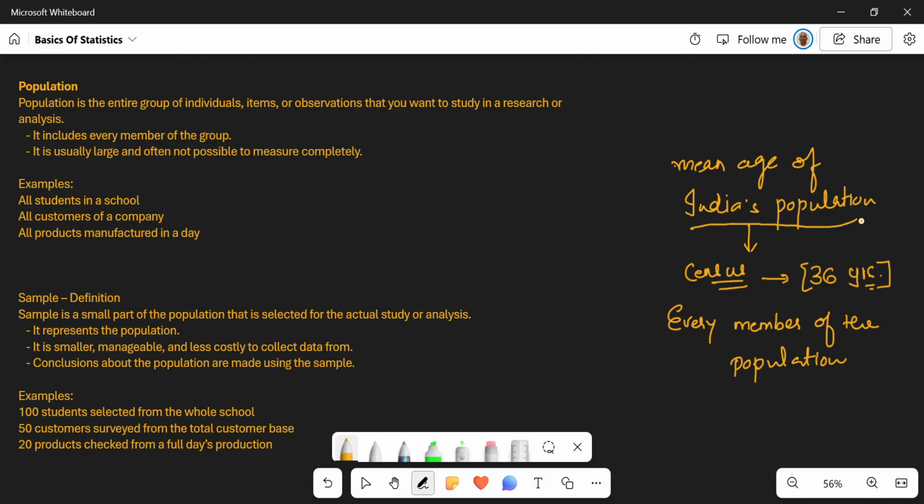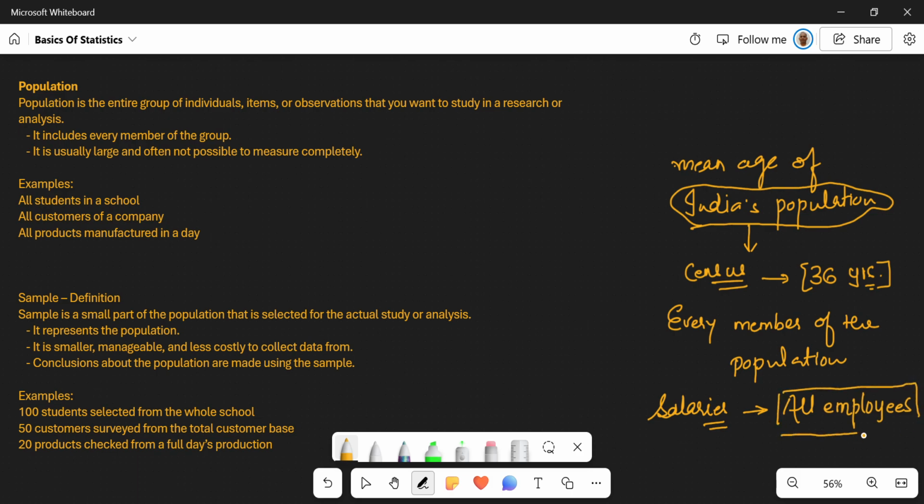Suppose I'm doing a study of the salaries of employees of a company. If I take all employees of that company, all employees of the company, this will be called the population, right? One more example we can take.